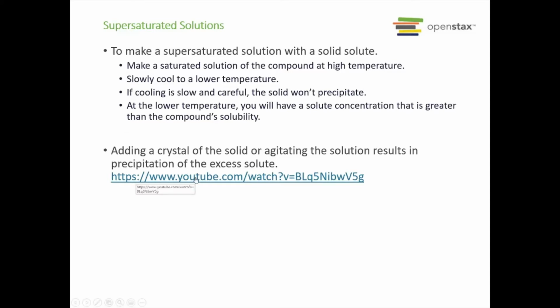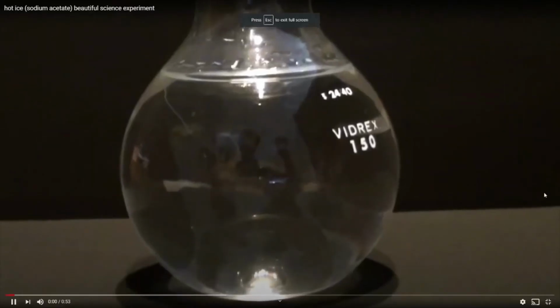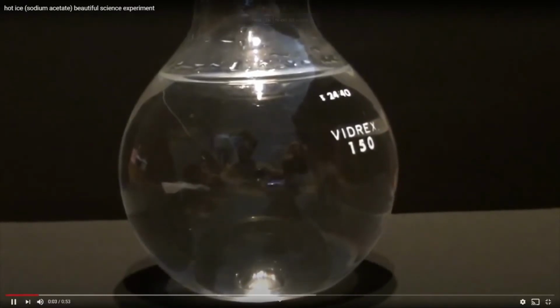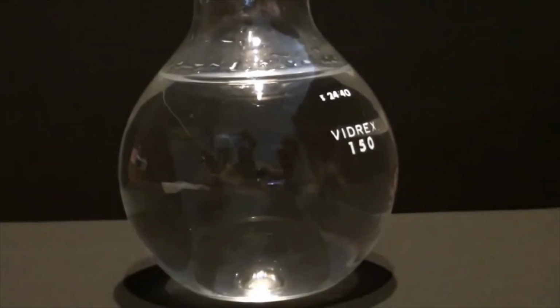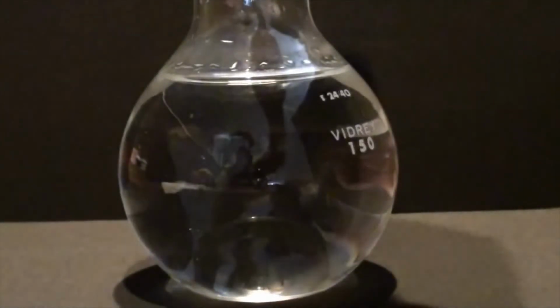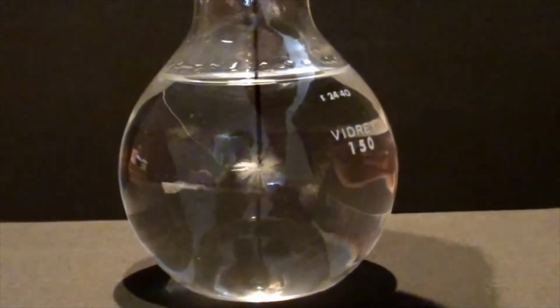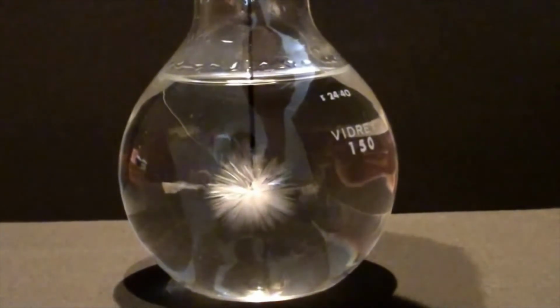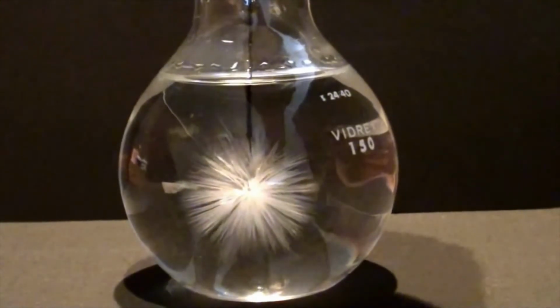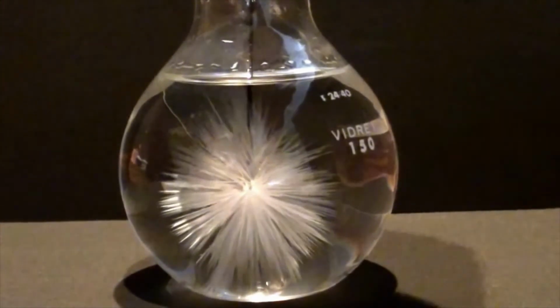Let's see if I can get this video to work, showing some precipitation from a supersaturated solution. So we have a supersaturated solution here, and if we add just a tiny single crystal into it, which they're doing right now, you can say you're seeding it, you can see that crystallization starting right away. All that excess solute is now precipitating out.